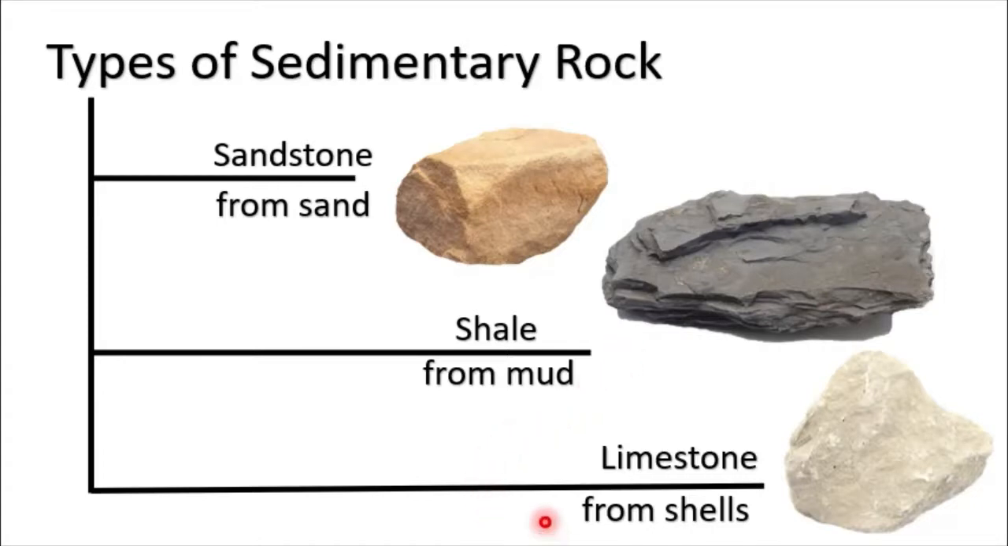The last of the three common types of sedimentary rock is limestone. Limestone usually is made from debris of shells and some minerals. So these are the three types of sedimentary rocks that are commonly found in our environment.